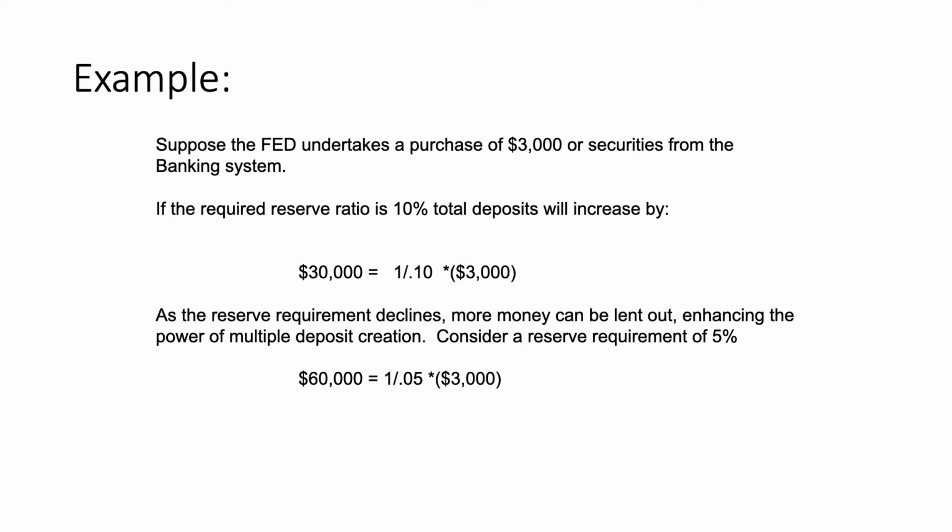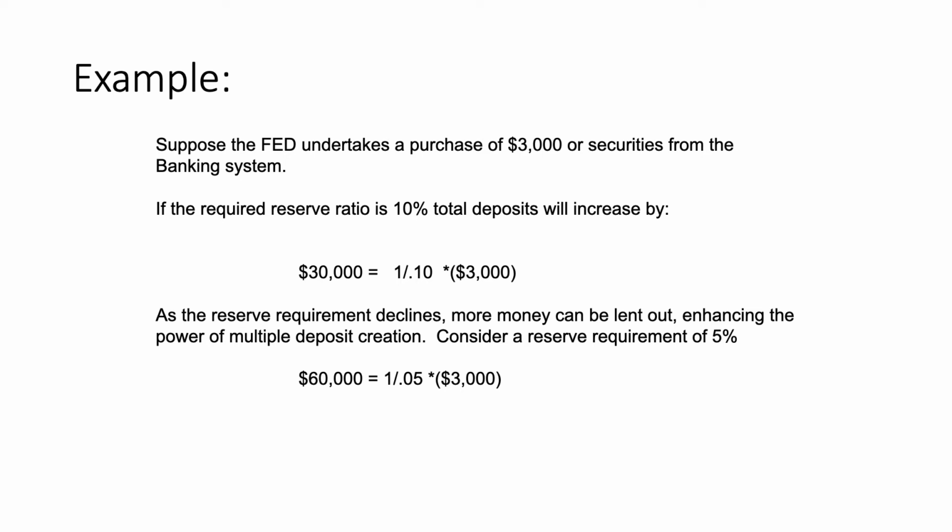Suppose the Federal Reserve undertakes a purchase of $3,000 of securities from the banking system. And so you've seen the monetary base increase by 3,000. You've seen reserves in the banking system increase by 3,000. Now, loans are going to be made and deposits are going to be created. And rather than go through the entire iteration, let's use our knowledge to solve for what the overall change in deposits will be.